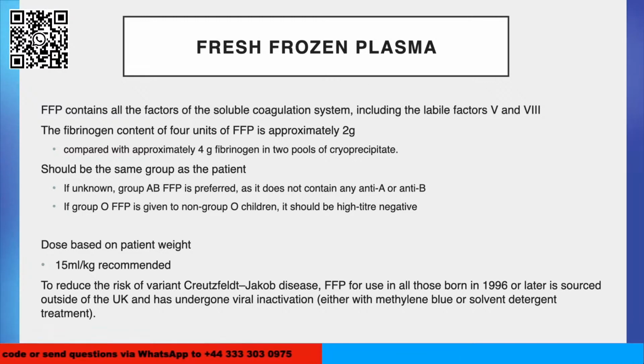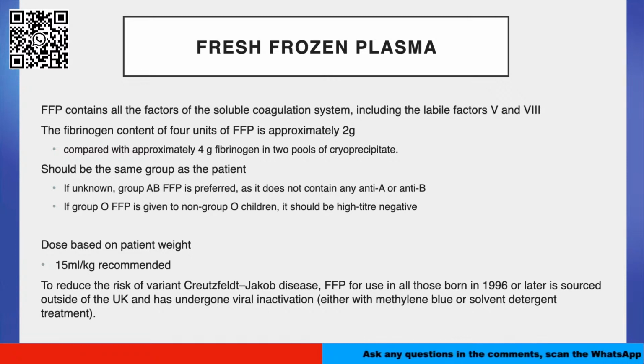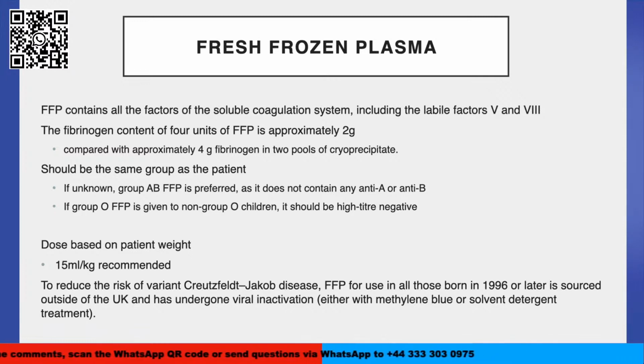FFP should be the same group as the patient who will receive it. If the patient's blood group is unknown, you can give group AB fresh frozen plasma, as it doesn't contain any anti-A or anti-B. We dose FFP based on patient weight, and we recommend 15 ml per kilogram. Within the UK, patients who've been born in 1996 or later are given FFP sourced from outside of the UK and has undergone viral inactivation, and this is to reduce the transmission of new variant CJD.